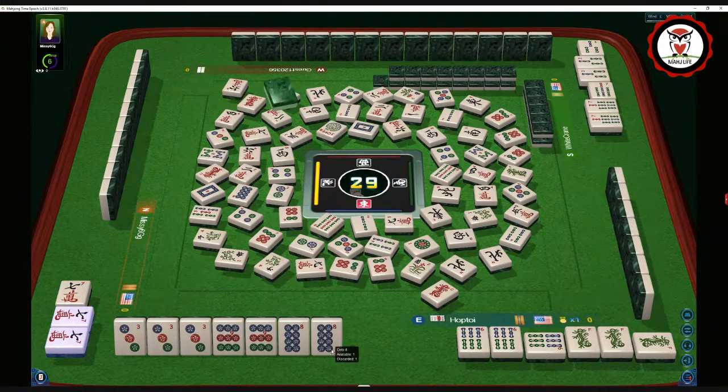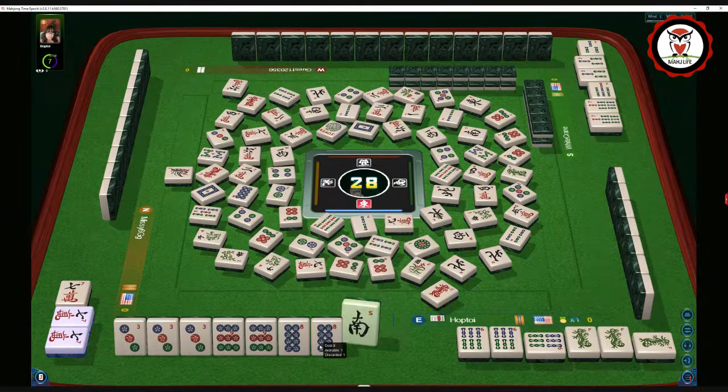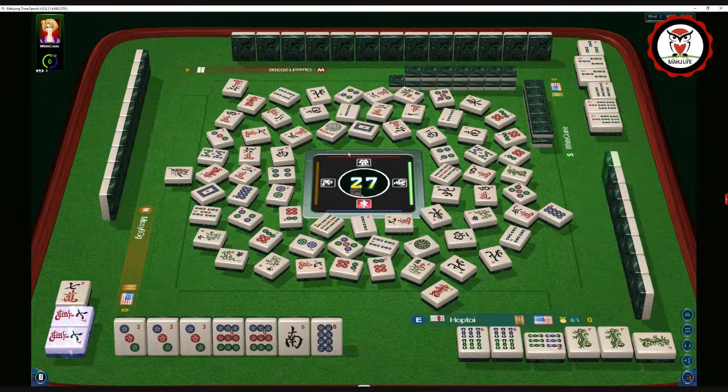6 characters. Okay, now I hope we don't draw another 5 bam, because we just got a keeper. Let's throw the 8 dots. We want to hold safe tiles. North and south are down. 6 bamboos. 9 dots. Oh, shoot.